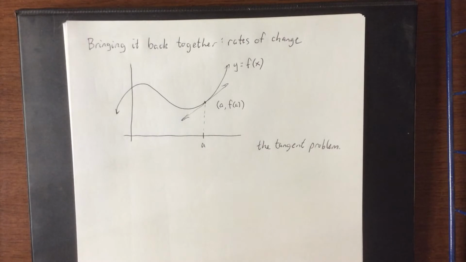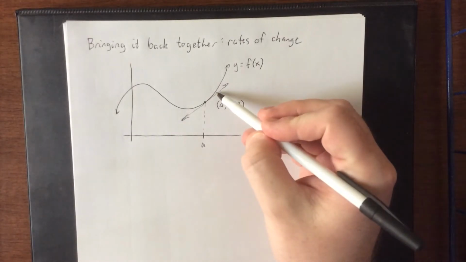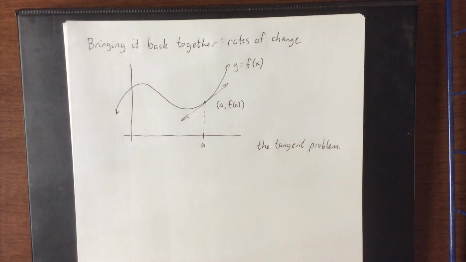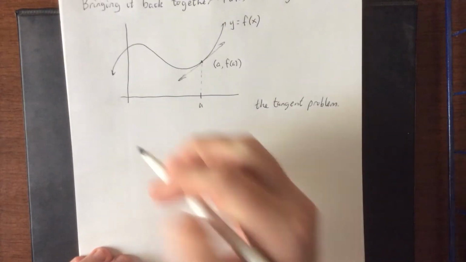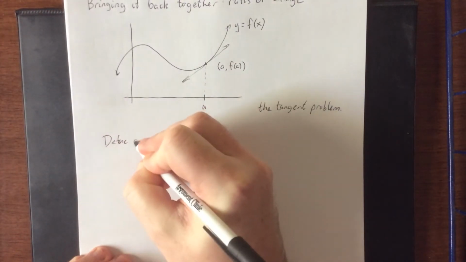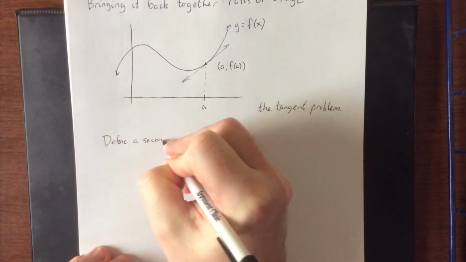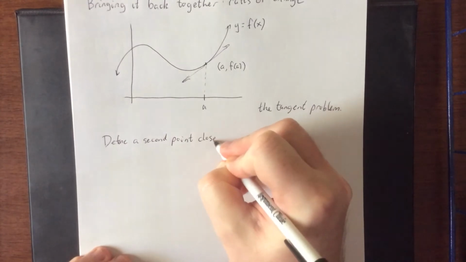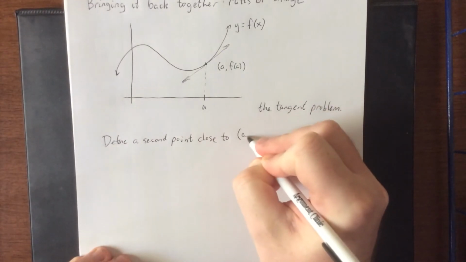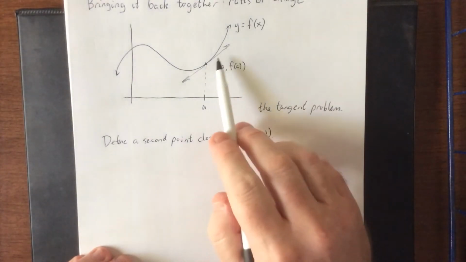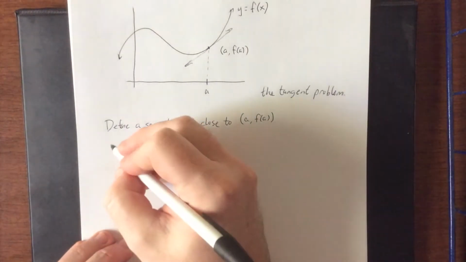The way that we did so back in that section was to pick a secondary point and move the secondary point closer and closer to the first point. Now that we've defined what a limit is, we can put it in those terms. So we'll say define a second point close to a comma f of a. That is to say, a second point that's actually on the curve.